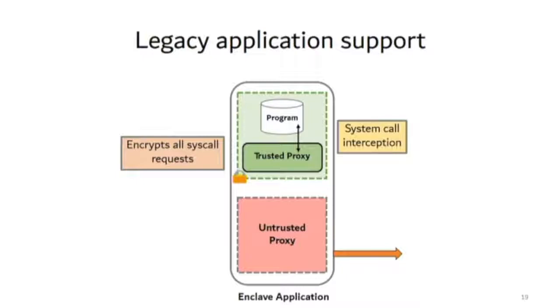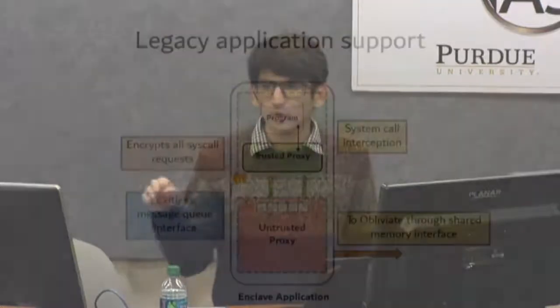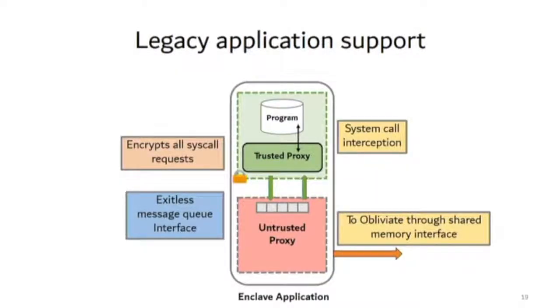What it simply does is intercept system calls, especially file system related system calls. It's going to intercept those system calls, encrypt those requests in fixed size messages, and send them through to Obliviate. Now we use a term here called exitless message queue interfaces.